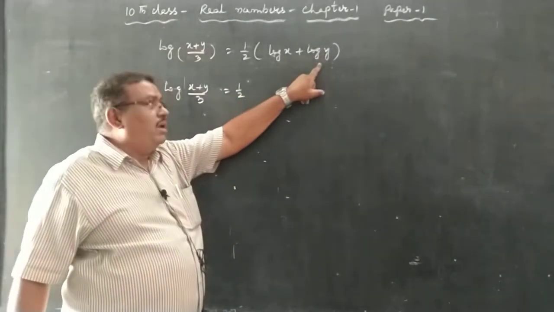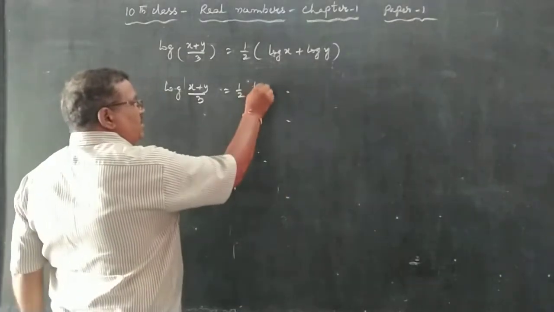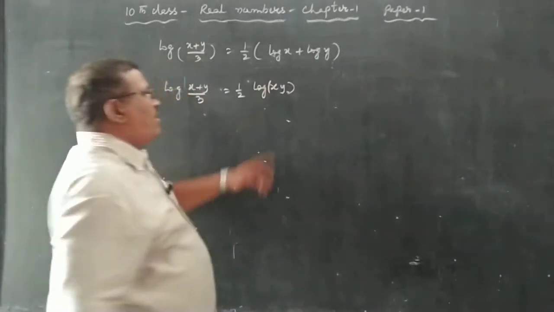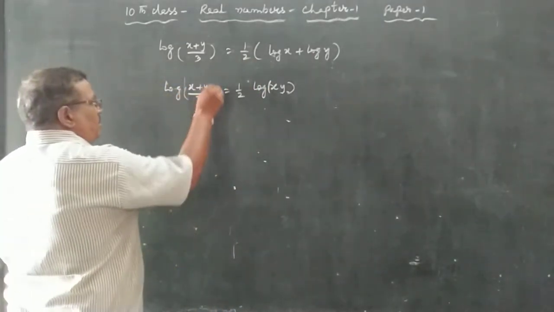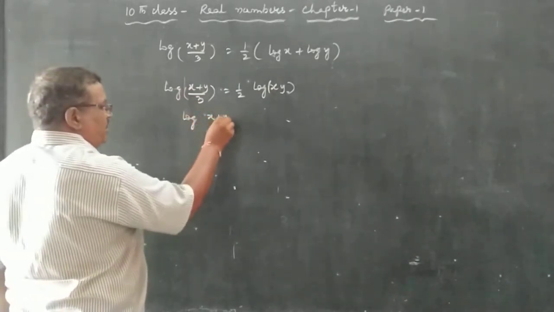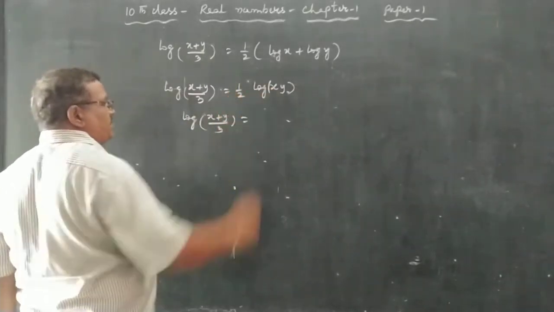Already you know the formula: log x plus log y is equal to log xy. So we write log xy. Already we discussed the formula, log x plus log y is log xy. Log of (x plus y) by 3 is equal to half of log xy.